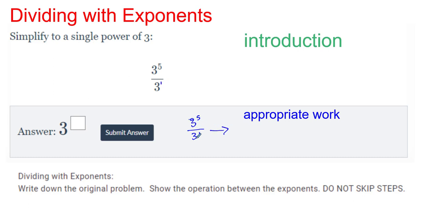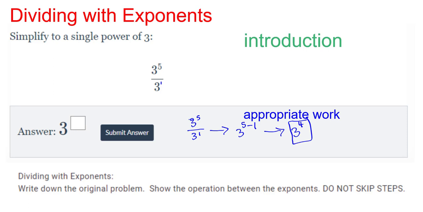And when we have the same base, base 3, when we're dividing, we actually subtract the exponents. So I'll write the number from the top, which is 3 to the power of 5, subtract the power of 1. So 3 to the power of 5 minus a power of 1 is going to simplify to 3 to the power of 4, and that's how you show appropriate work.